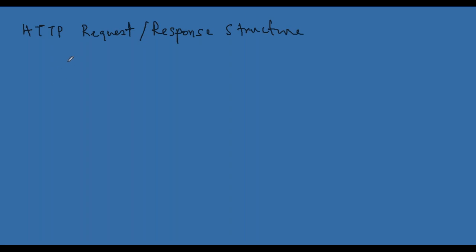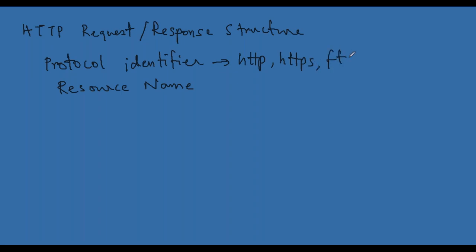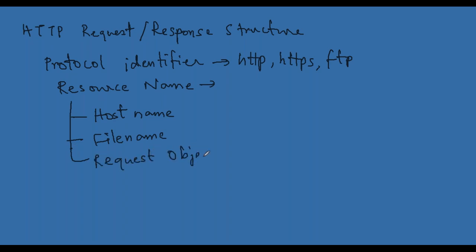So there are various components in here. When you access any specific website, you start with the protocol identifier, then the resource name. The protocol identifier specifies what protocol you are using to fetch the resource on the web. It could be HTTP, HTTPS, FTP. And the resource name is the complete URL that you are trying to access. This resource name is again broken down into various components like host name, file name, request object, query string.